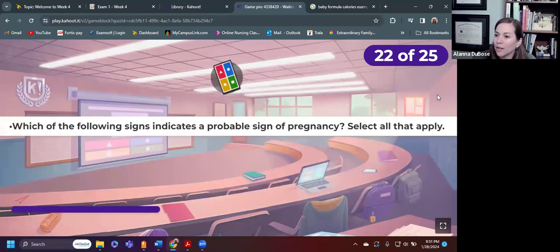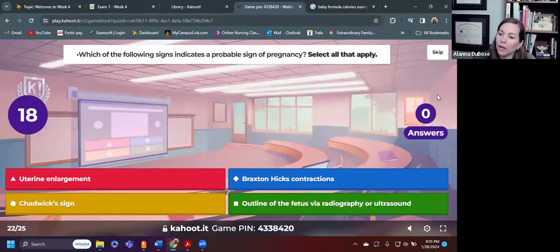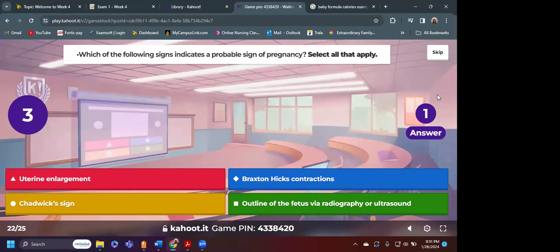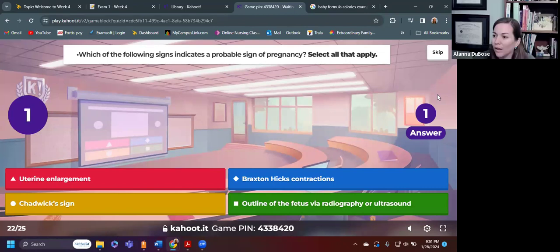Which of the following signs indicates a probable sign of pregnancy? Select all that apply. Red, uterine enlargement. Blue, Braxton Hicks contractions. Yellow, Chadwick's sign. Green, outline of the fetus via radiography or ultrasound. Blue, red, and yellow. Okay.